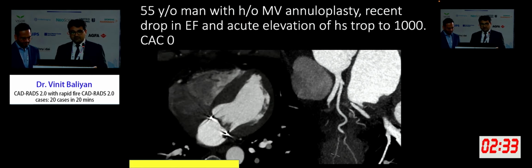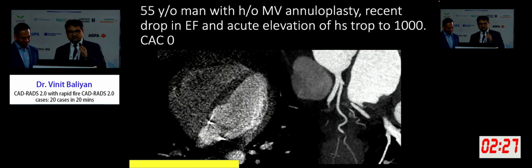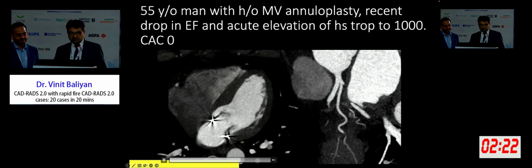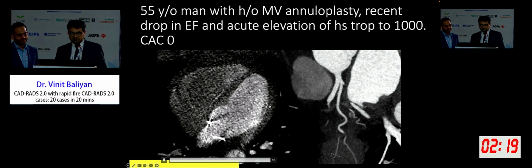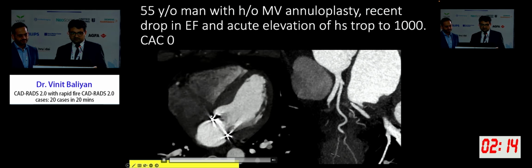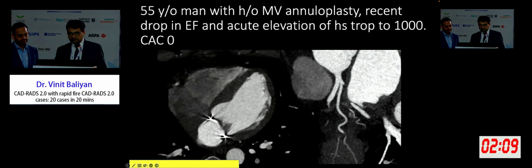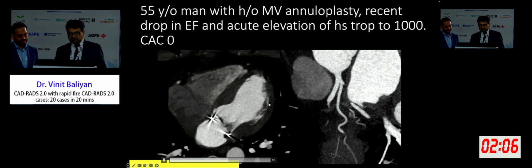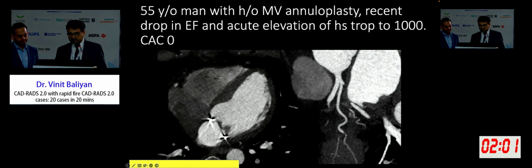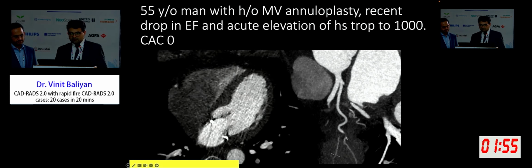Similar kind of story, not similar: a relatively young man, not that young, with a mitral valve annuloplasty, recent drop in EF, elevated troponin in the 1000s, and calcium score is 0. There is a 4-chamber cine, and we see this wall not contracting very well. There is this mitral valve annuloplasty, and there is this rounded thing sitting on top of it. Then we look at the ramus intermedius, which is exactly the territory that is abnormally moving. And we see this branch point, and there is almost an occlusion.